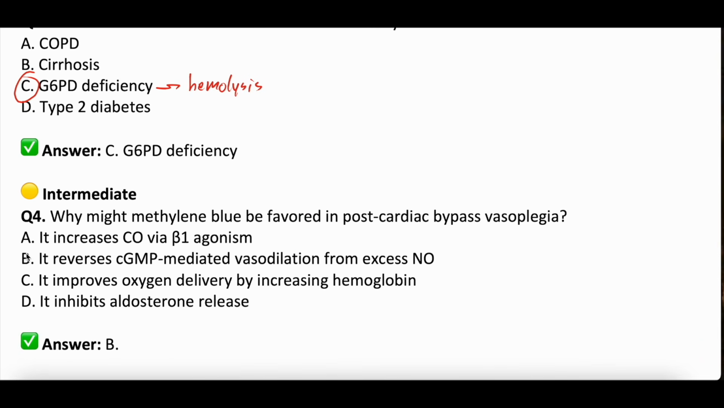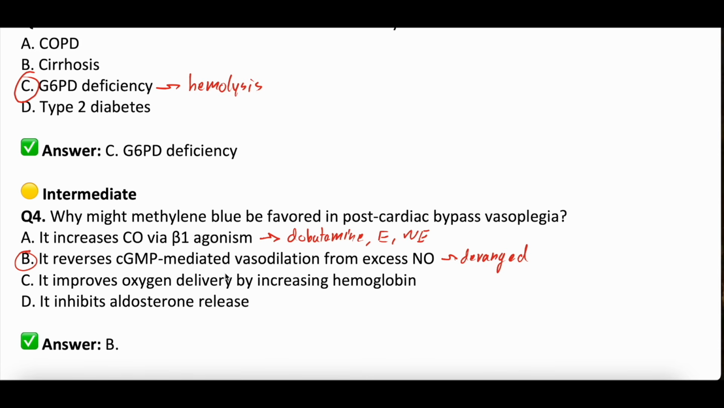So it reverses cGMP-mediated vasodilation from excess nitric oxide. This is the mechanism of methylene blue. And this is sometimes deranged in patients who had undergone post-cardiac bypass. So it directly addresses that possible derangement. A, it increases cardiac output via beta-1 agonism. This is like the inotrope dobutamine. Epinephrine does this as well. Norepinephrine does this to a small degree, but methylene blue does not affect beta-1. It is not a catecholaminergic mechanism.